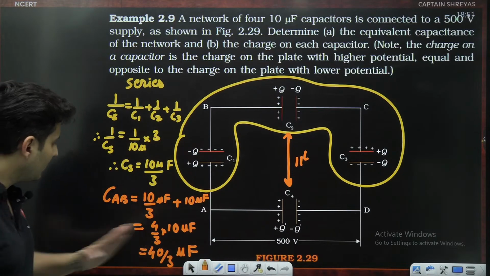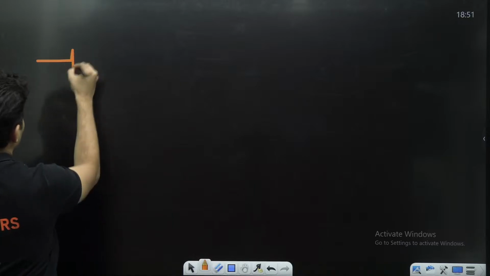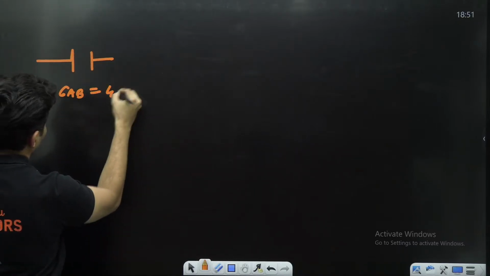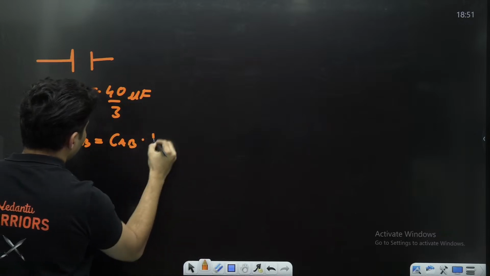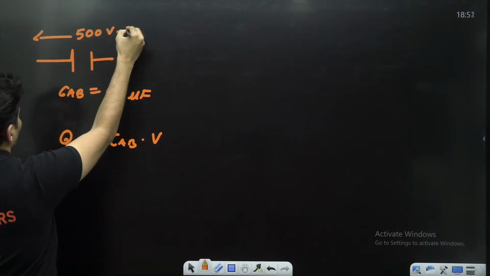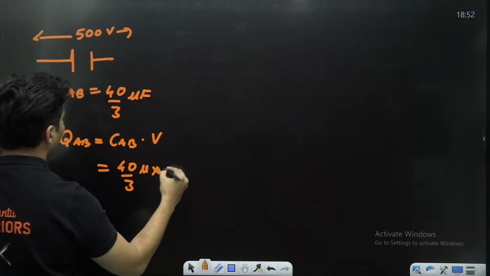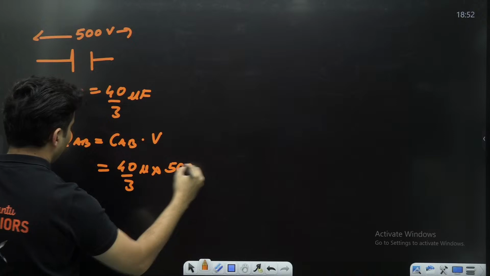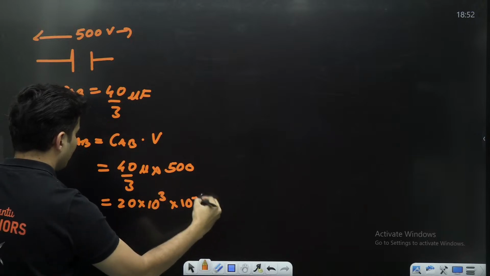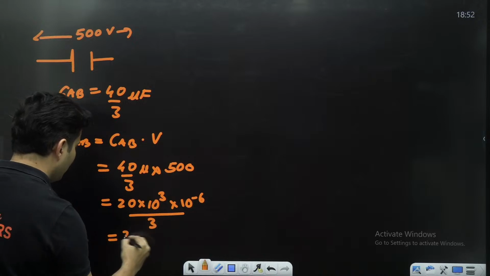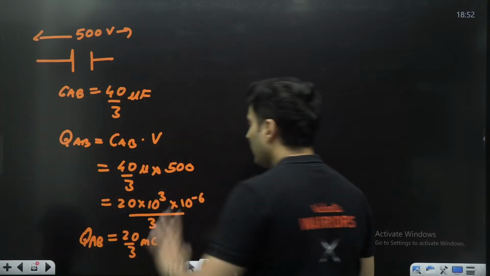Perfect. This was the total effective capacitance. Now, once I get the total effective capacitance, we can find the charge on each capacitor. The total effective capacitance was 40 by 3 microfarad. So the total charge on the circuit is capacitance into voltage. Remember, the total voltage was 500 volts, which will be 40 by 3 micro into 500 volts. 4 5s are 20 into these 3 zeros, and micro is 10 to the power minus 6, divided by 3. So this will become 20 by 3 millicoulomb, the total charge on the circuit.